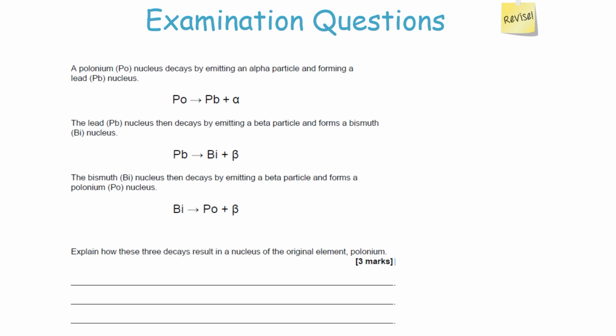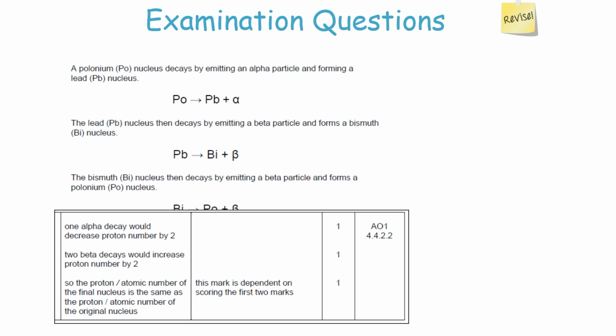Right, so it's important to know what an alpha decay and beta decay do to a nucleus. So the alpha decay will cause the proton number to go down by 2, whilst 1 beta decay will cause the proton number to go up by 1. So 1 alpha causes the proton number to go down by 2, whilst the 2 beta decays cause the proton number to go up by 2. So overall, the number of protons in the nucleus has stayed the same, which tells you what element you've got, because the number of protons in the nucleus tells you the element of the atom. So because the number of protons remains constant, the element is the same.